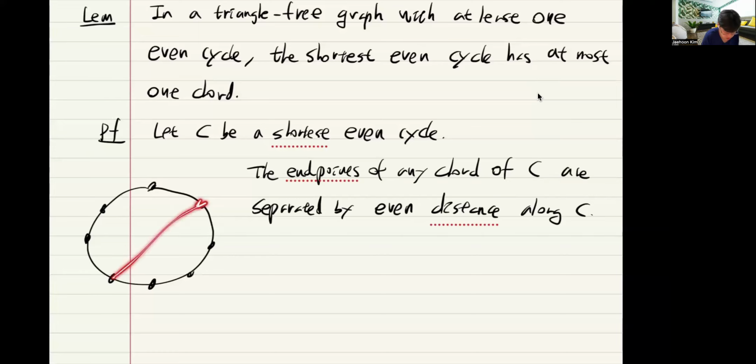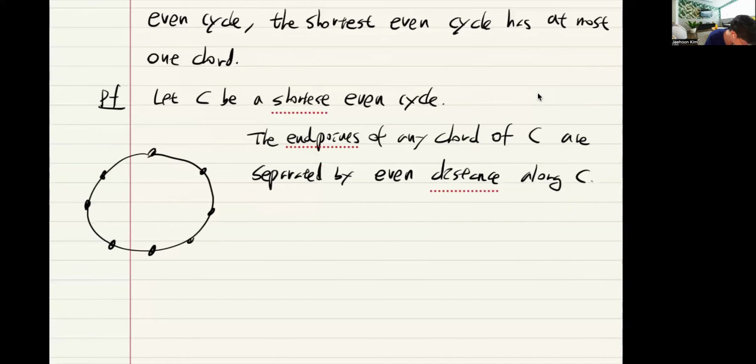So a chord is something like this. The distance between these is even, this is even. So even if you take this, it's a shorter cycle but an odd cycle. This is a shorter cycle but an odd cycle. So it's not a contradiction in that case. Okay.